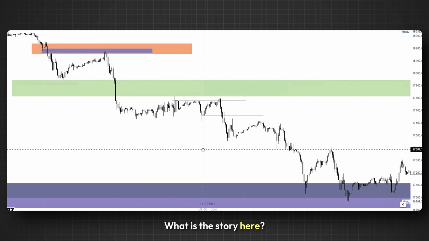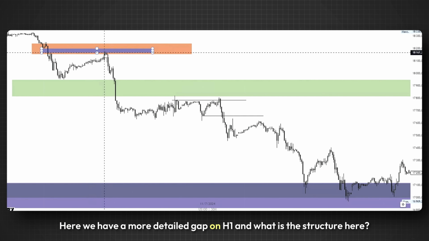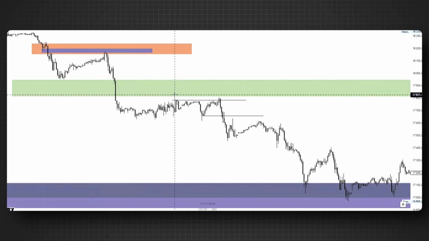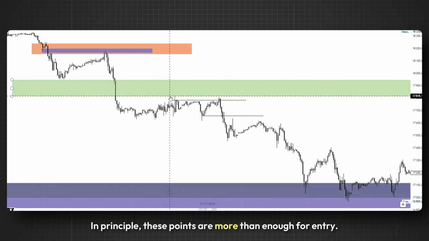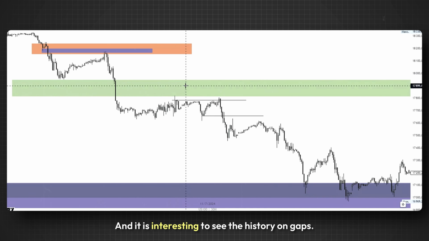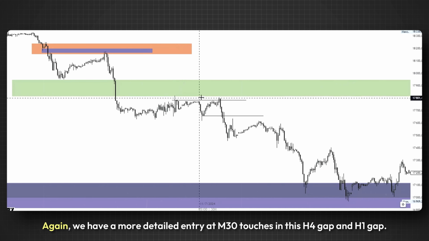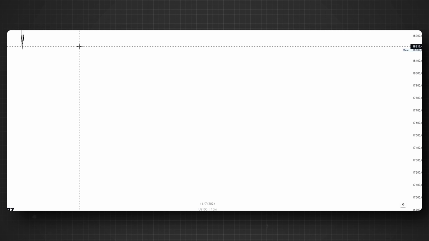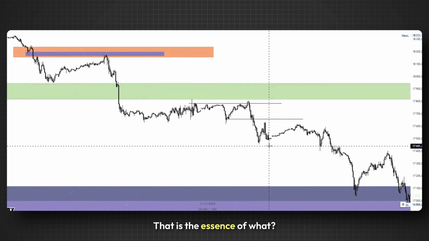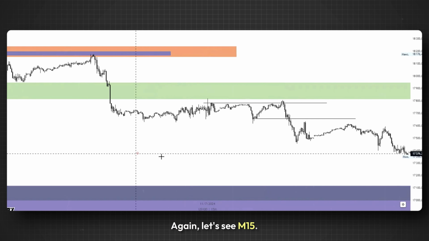What is the story here? Here we have a more detailed gap on H1, and what is the structure here? Here we have a breaker, and here we have that. In principle, these points are more than enough for entry. Now let's see more. And it is interesting to see the history on gaps. Again, we have a more detailed entry at M30, touches in this H4 gap and H1 gap. But here it was possible to enter from the rejection block. That is the essence. Again, let's see M15.